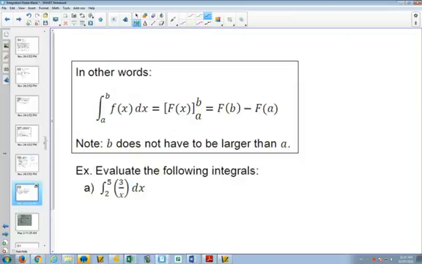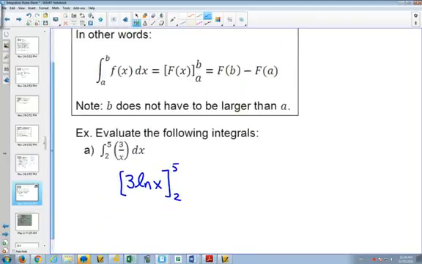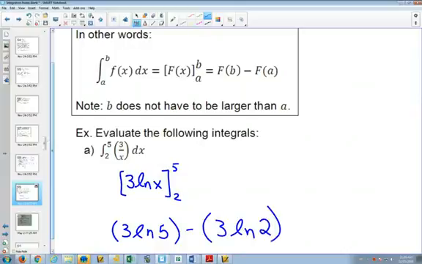So first of all, can we figure out the integral of 3 over x? So the integral of 1 over x is natural log. That 3 will just be a constant out in front. And now we plug in 5 and subtract. Plug in 2.